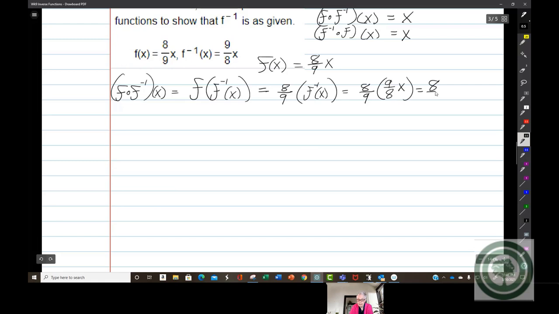Well, that's 8/9 times 9/8 times x. The 9s cancel, the 8s cancel, and you're left with 1x, which is x. So this way worked. We still have to go the other way though.